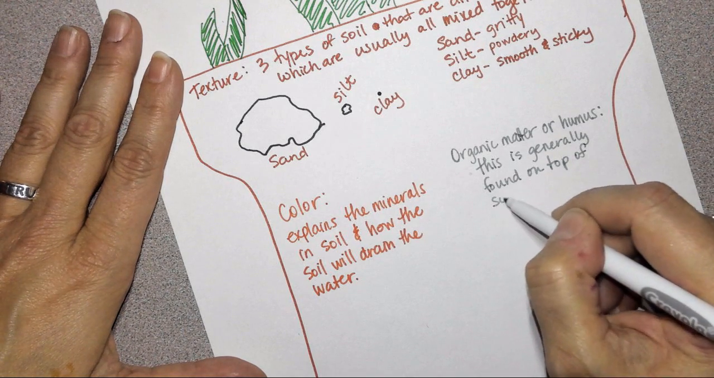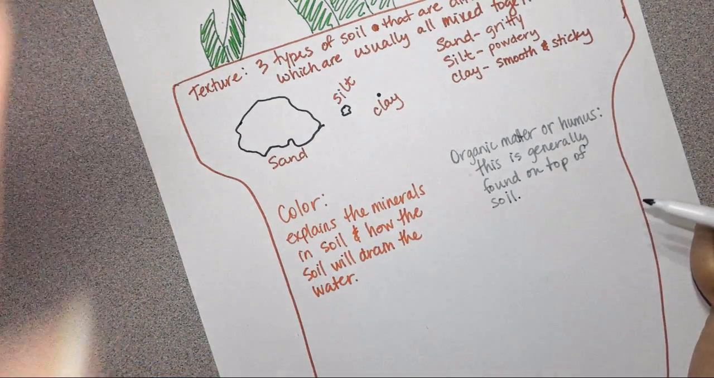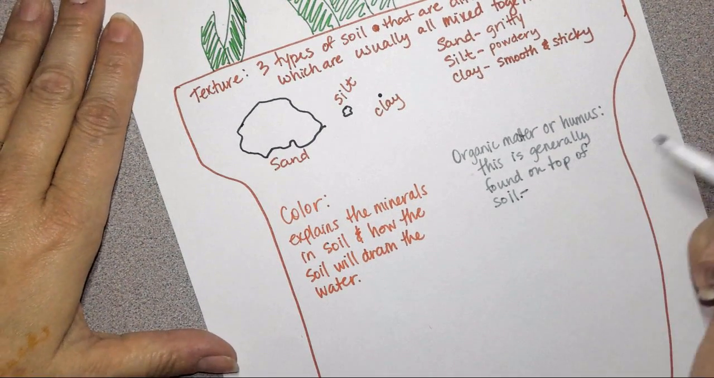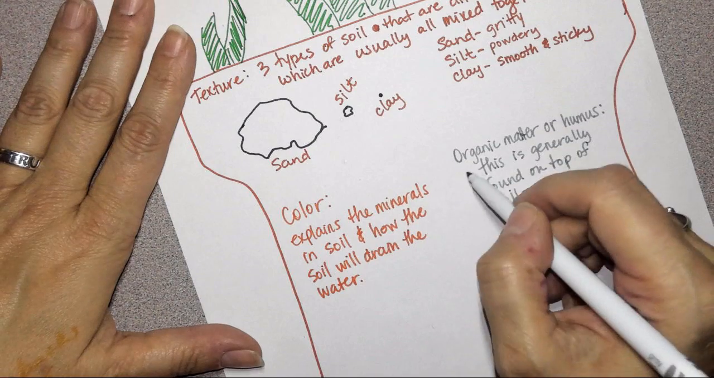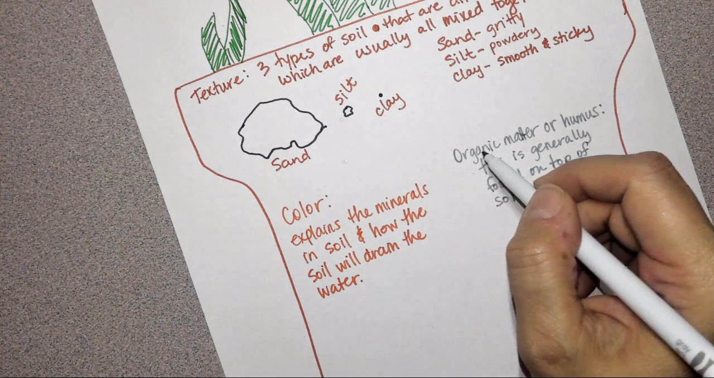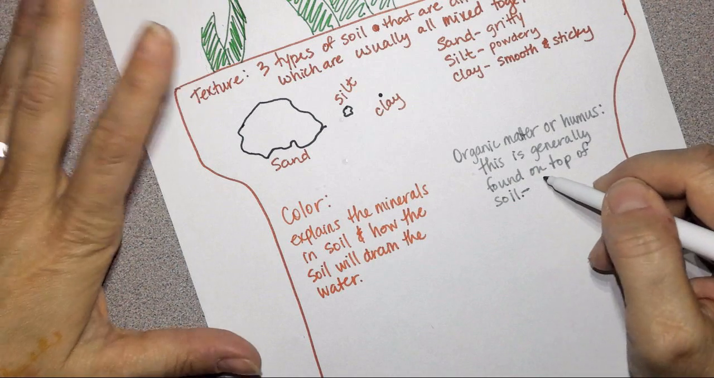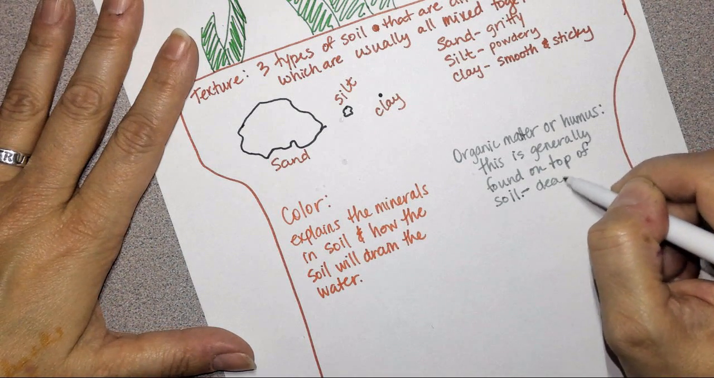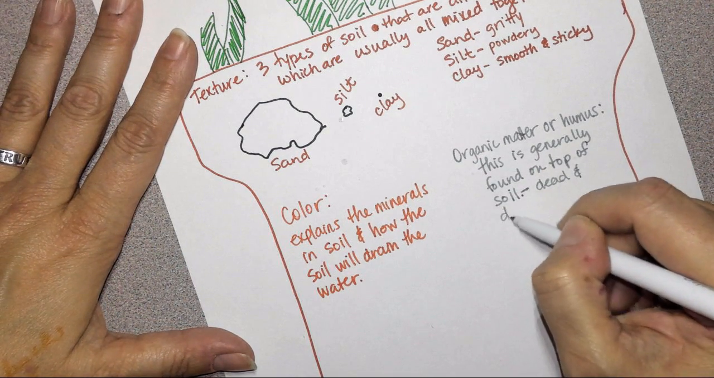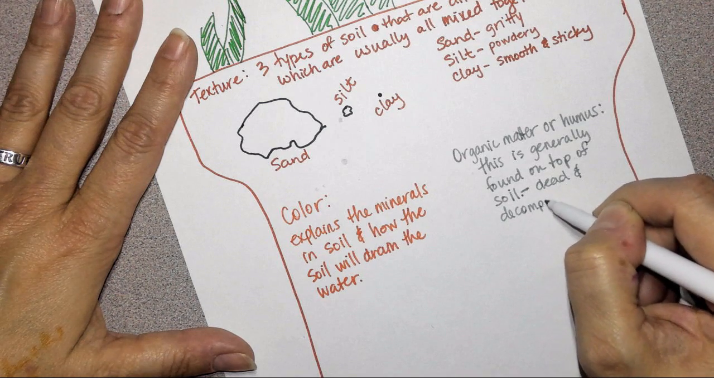On top of the soil. Okay. Now, what organic matter is, you remember, organism, that means a living thing, right? So, what these are: dead and decomposing.